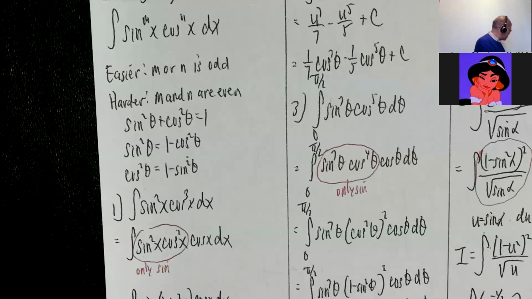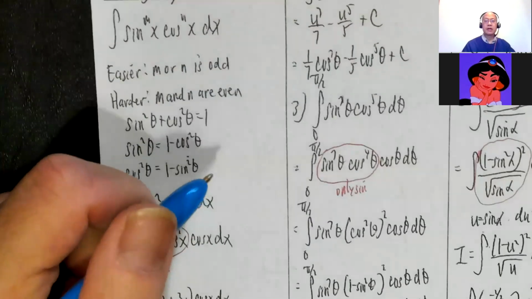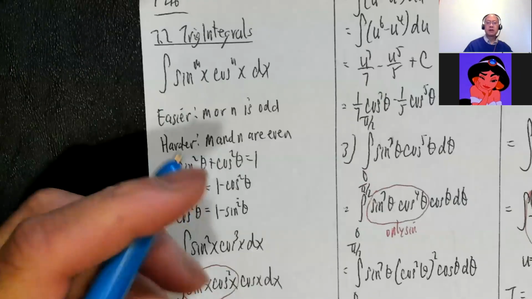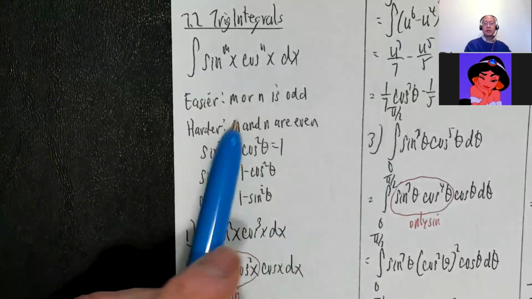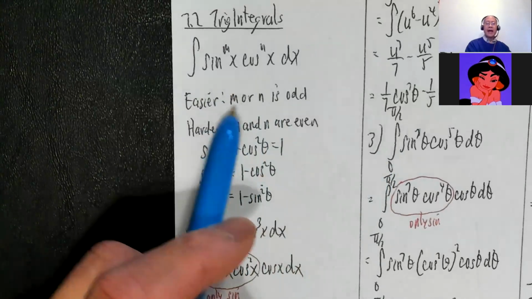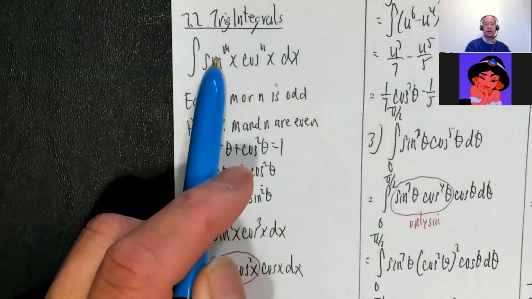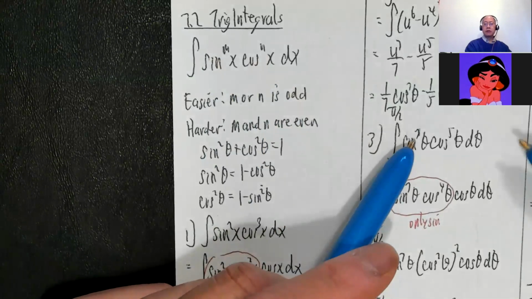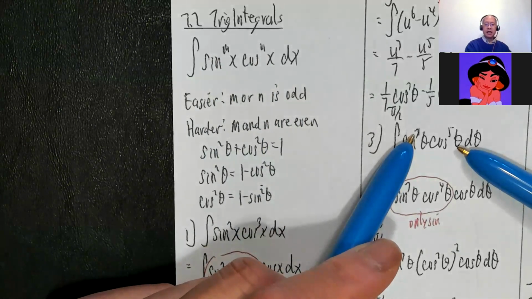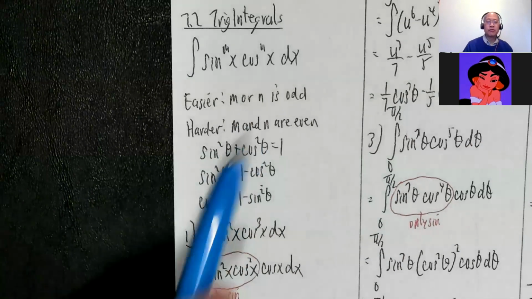Okay, and let's see, number three is a definite integral. So let me show you what happens with a definite integral, but you still do the same thing. Okay, number three, still easier. Either m or n is odd. M is the exponent on the sine, n is the exponent on the cosine. Here they're both odd, that's still easiest case scenario. So easiest case, one of them is odd, at least one.